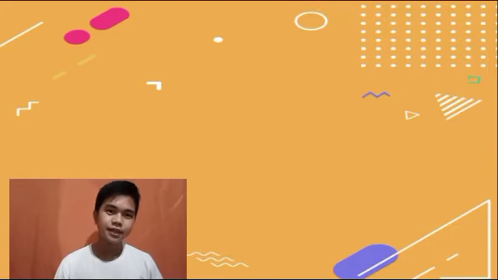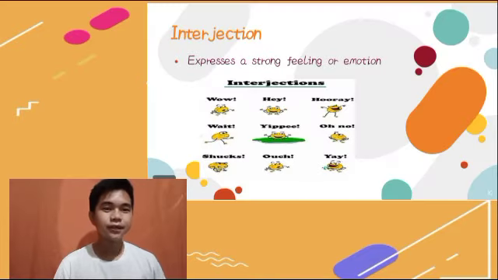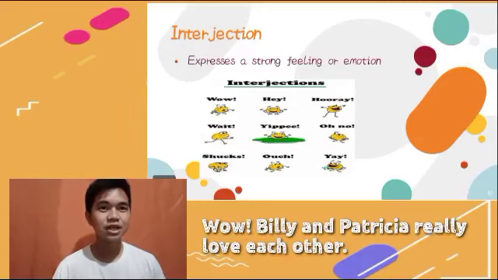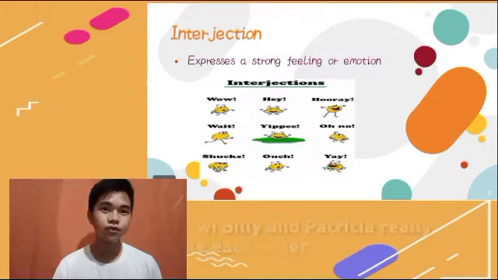And for the last is the interjection. An interjection expresses strong feelings or emotions. Some examples of these would be oh, hey, ouch, wow, and many more. For example, wow, Billy and Patricia really love each other. In this example, we use the interjection wow to put feeling in our sentence because without it, the example would be just a statement. But when we put this kind of word, we can express our true feelings towards a person.